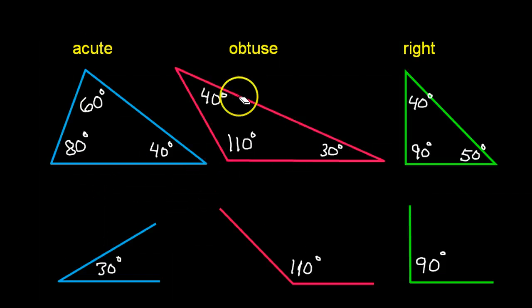Alright, anyway, an obtuse triangle has one obtuse angle. You can't have more than one obtuse angle because that would be more than 180 degrees. So an obtuse triangle is going to have one obtuse angle, one angle that is bigger than 90 degrees. And a right triangle has one right angle, one 90-degree angle. They will often show that 90-degree angle. Instead of writing 90 degrees, they will often put a box there to show that that is a right angle, that is a 90-degree angle.